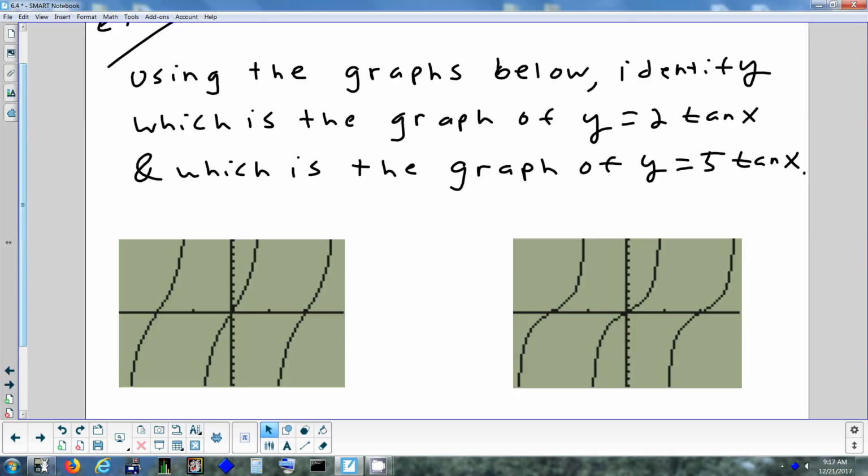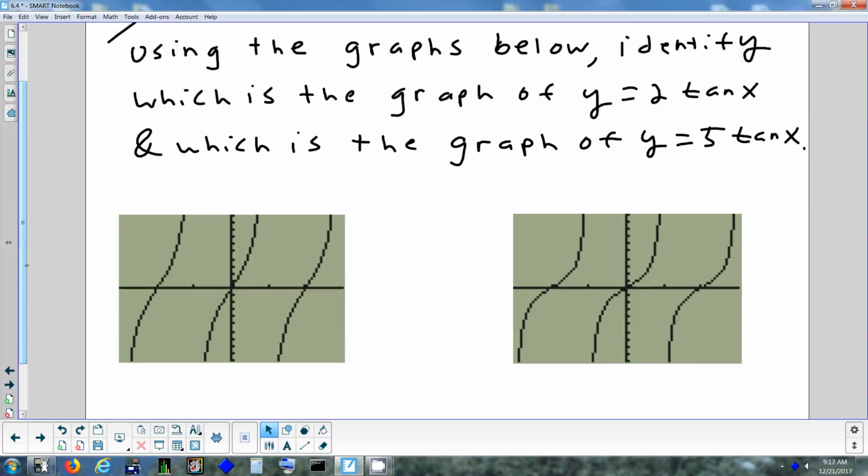So one of these is stretched more than the other. Anyone think they can tell me which one the one on the left would be? 2 tangent x or 5 tangent x? Yeah, Sam? 5 tangent. Yeah, pretend like this was like a piece of metal wire.